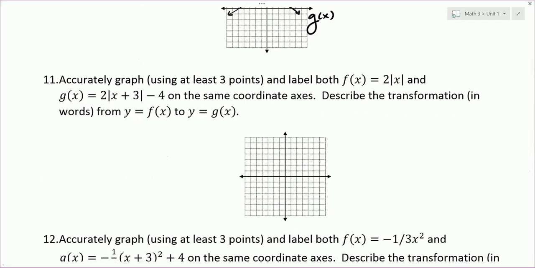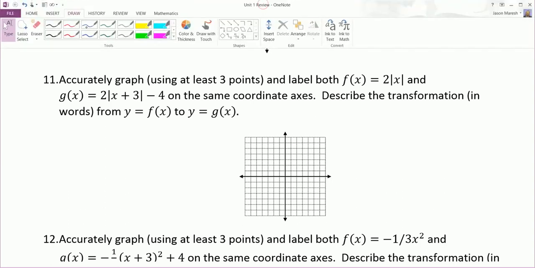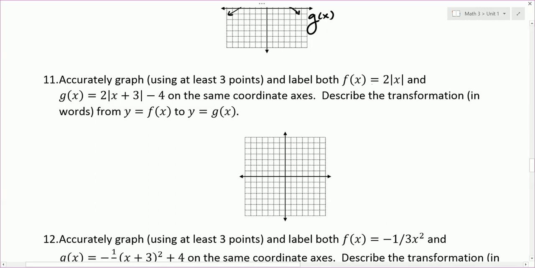Number 11, we want to accurately graph using at least 3 points and label both f of x and g of x, both absolute value functions, on the same coordinate axes, and then describe the transformation in words from f of x to g of x. So I'm going to plot f of x in blue. Notice f of x is a parent graph.